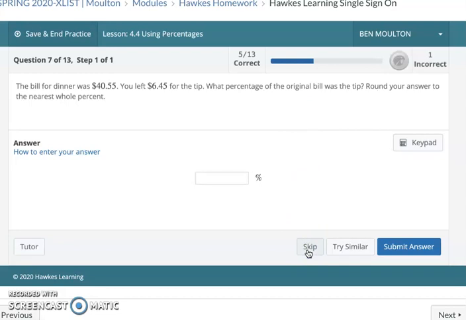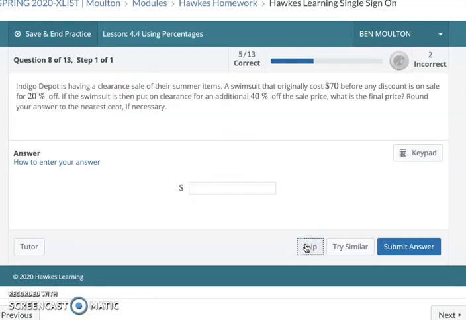This next one, a bill for $1 was $40.55. Now we left $6.45 tip. What percentage of the original bill was the tip? All right, give me just a second. Let's work this one out. What am I thinking? All we're doing is dividing. 6.45 divided by 40.55 and then multiply by 100. You've got it. Don't overthink this one like I almost did.